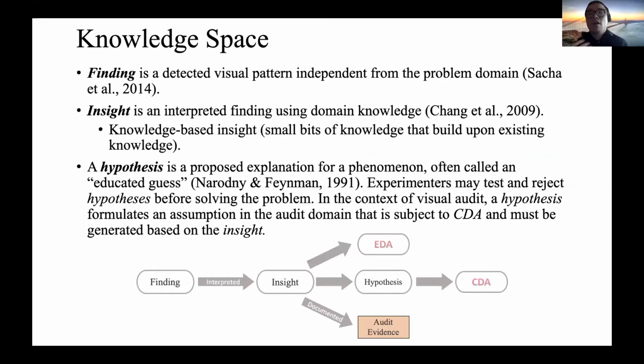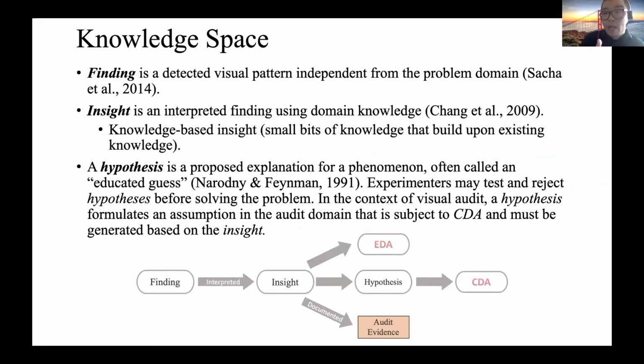So the ultimate goal for the visual audit process is to obtain some knowledge from the data from your client. So we create a knowledge space. In the knowledge space, we have different concepts and a container which ultimately will reach a solid knowledge for the auditors. So we categorize three different concepts.